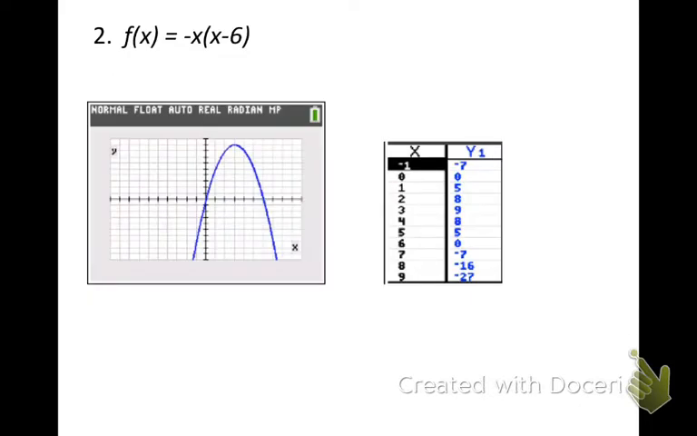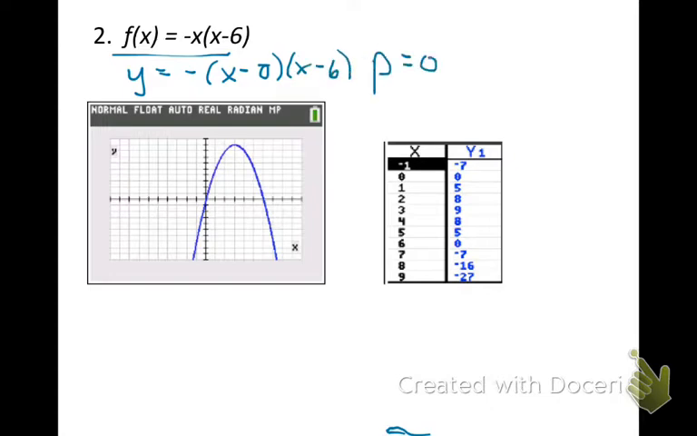And lastly, number 2, you should have a graph that looks something like this. Now this equation is a little different because you don't see the 2 sets of parentheses, but it still is in intercept form because you could think of a 0 next to that first x. So f of x or y would equal negative, and then we could go x minus 0 times x minus 6. So our 2 intercepts are at 0 and positive 6, and that'll give us the points (0, 0) and (6, 0).